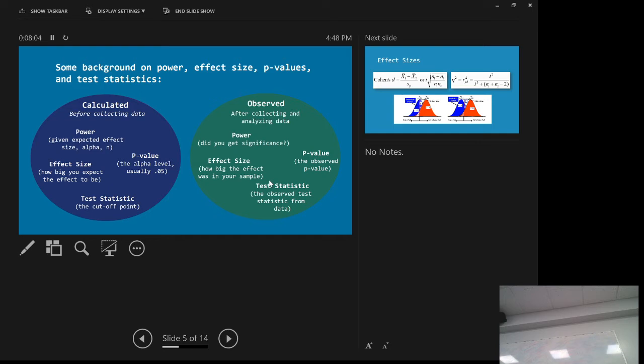0.05. So what do you notice about these four pieces for calculating a power analysis and analyzing collected data? What do you notice about the four pieces? They're the same four pieces. Here, we calculate them based on the data. Here, we have to set them before we get started.